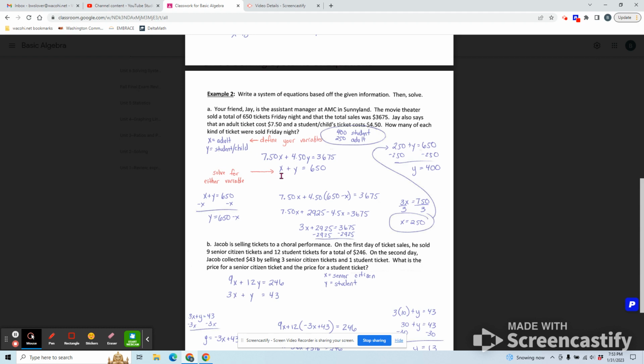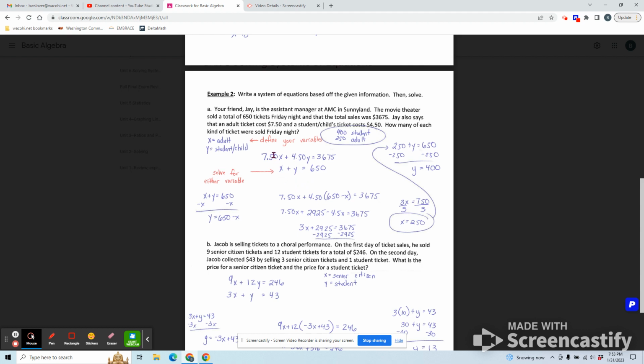So I don't know how many adult. I don't know how many student or child. But I do know that together they equal 650. So that's what I did. I went ahead and I set up my equation. Now, I need to solve.